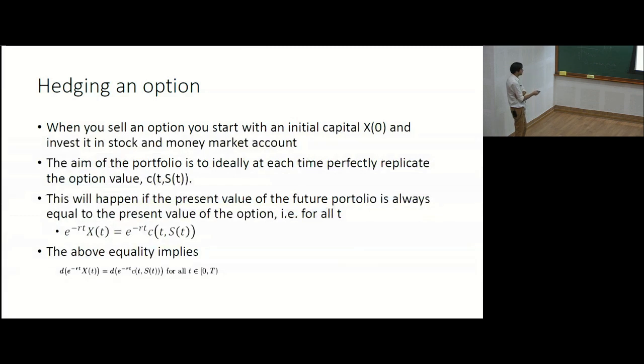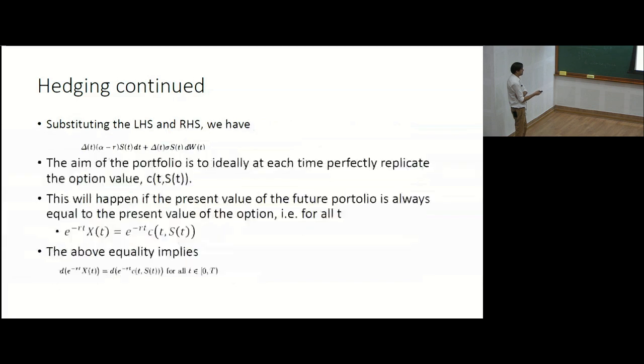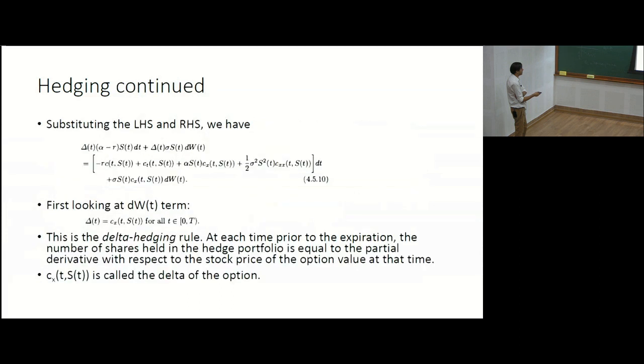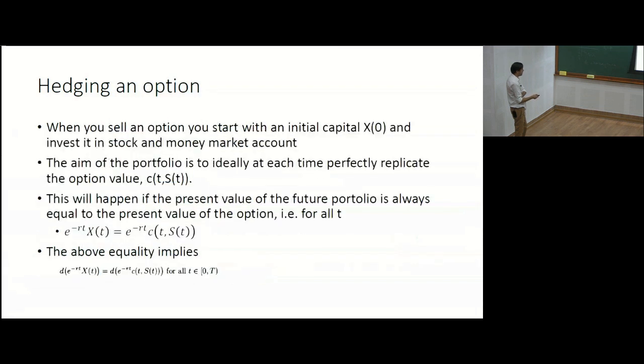So when this holds for all t in 0 to T, and from t equals 0, you know that X0 should be equal to the price of the option at t0. And for any other time, we compare the LHS and RHS of these two expressions that we have already derived, right?